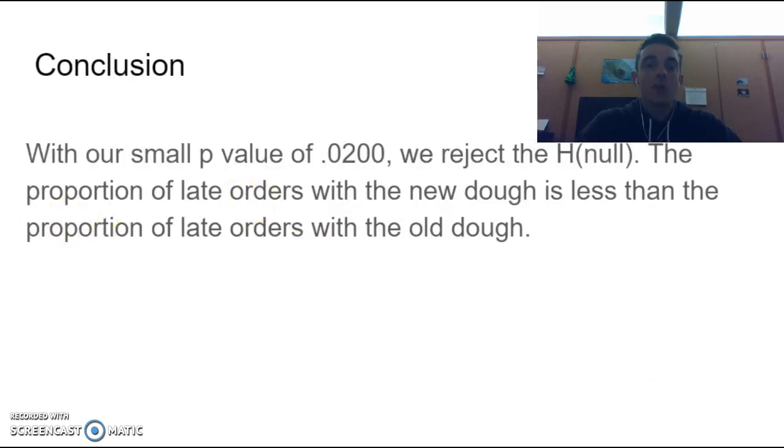Now for the conclusion, with our small p-value of 0.02, we reject the H null. The proportion of late orders with the new dough is less than the proportion of late orders with the old dough. And that's it.